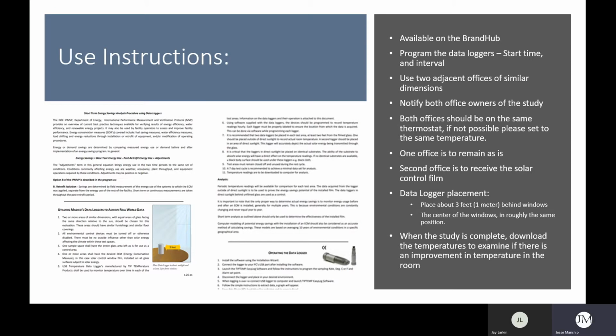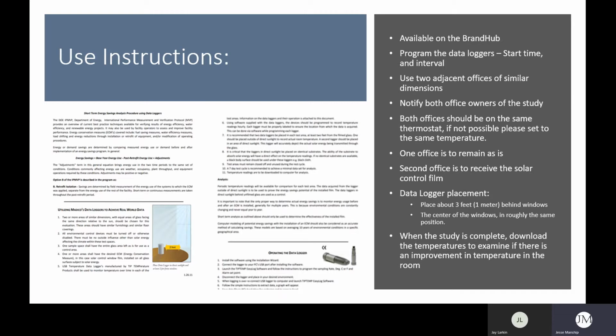Next, I'll notify both office owners that there's a study taking place and not to make any adjustments to the data loggers or the thermostats. Ideally, you'll want to have both offices on the same thermostat. If that's not possible, make sure you set them both to the same temperature. One office is going to remain as is, and in the second office, we're going to replace the solar control film on the windows.